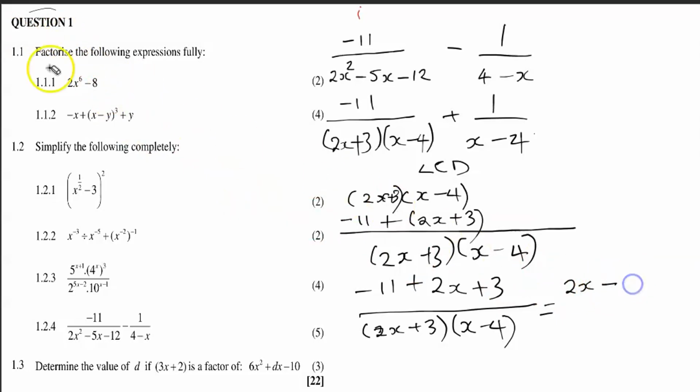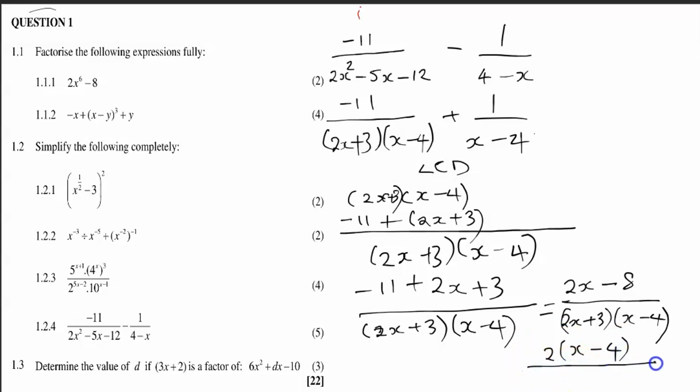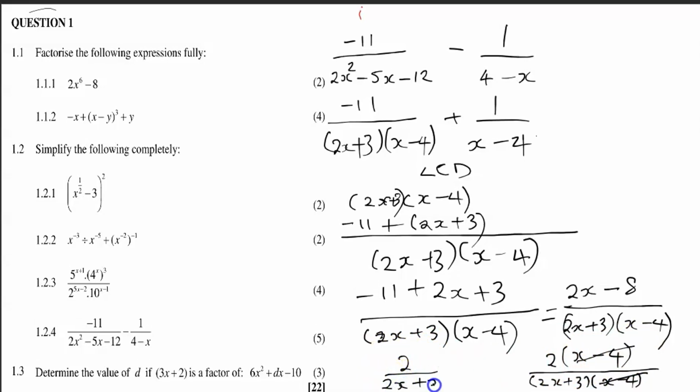Yeah, it's 8. So minus 8, all that is over 2x plus 3, x minus 4. Then you check whether that can be factorized there. Okay, we've got 2 into x minus 4, all that is over 2x plus 3, x minus 4. And you can cancel this because these two are multiplied. Then your answer is 2 over 2x plus 3.